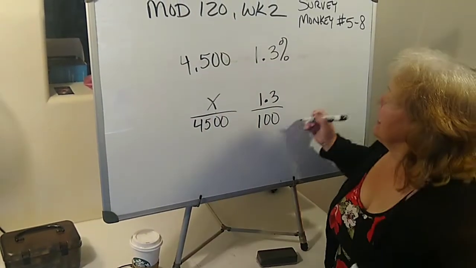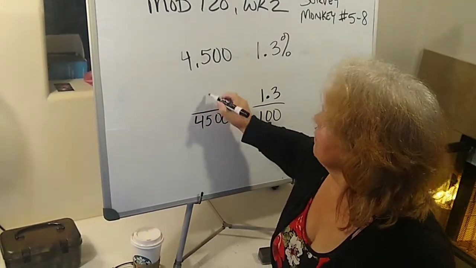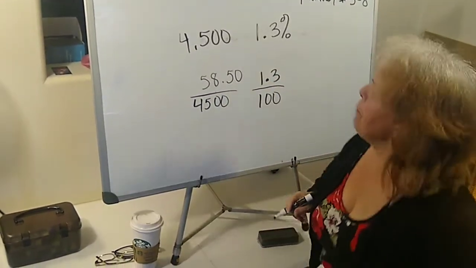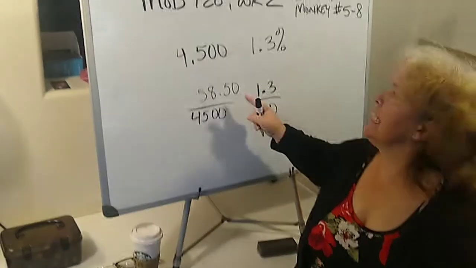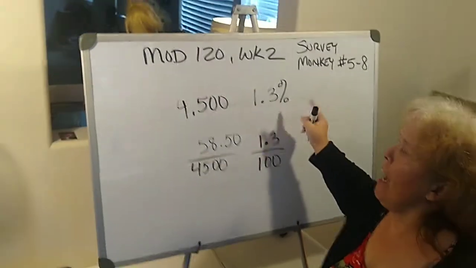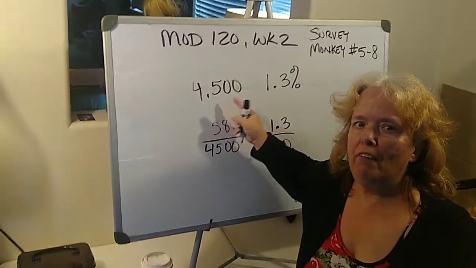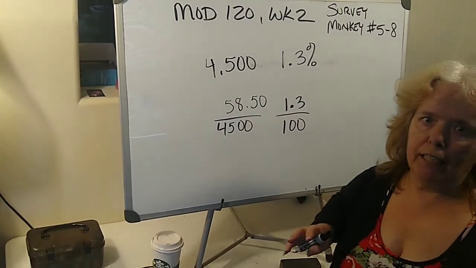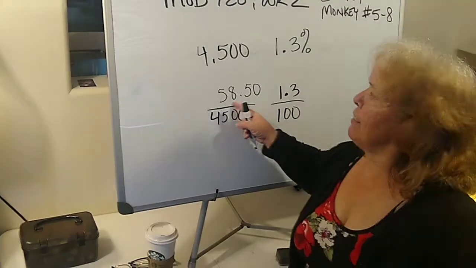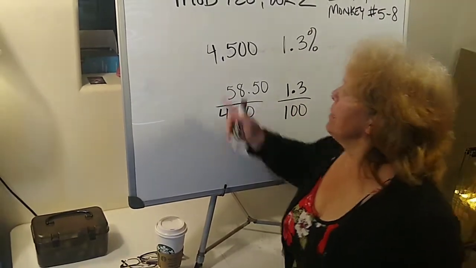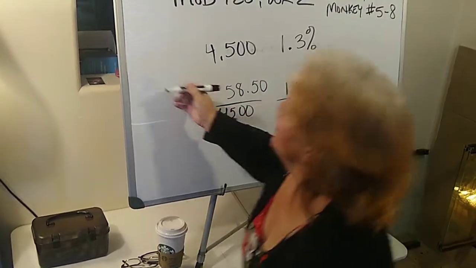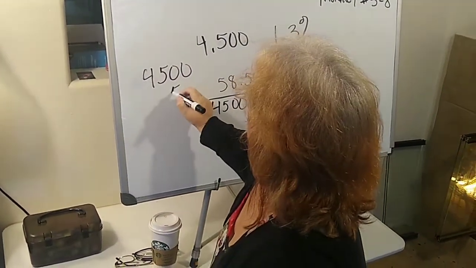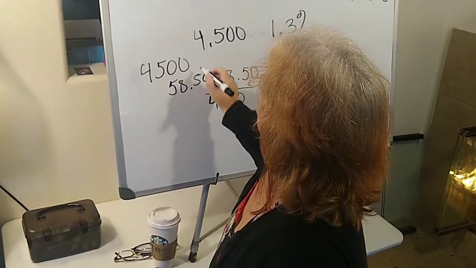All right, so what we get is 58.50. Okay? So $58.50 is 1.3% of 4,500. Now the question is, how much does he have to pay back? Well, yes, he's going to have to pay that $58.50, but he's also going to have to pay that 4,500. So take that 4,500 and add 58.50.